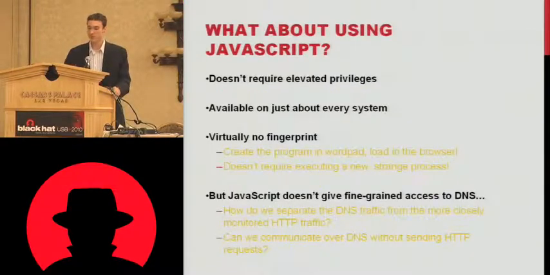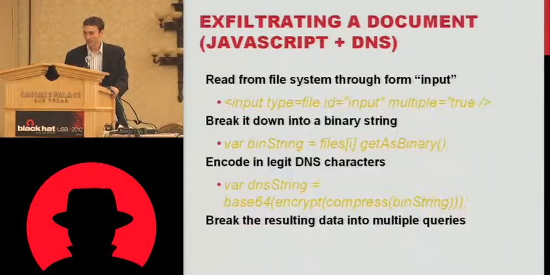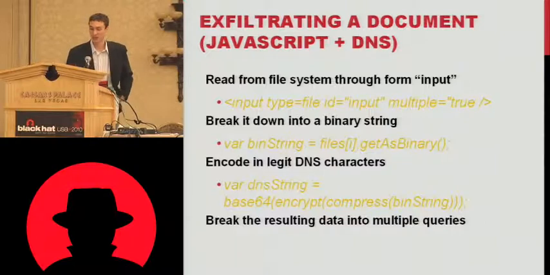So the problem is that JavaScript doesn't give fine-grained access to DNS. There's no API into it or anything. So what you have to do is find a way of separating the HTTP traffic from the DNS traffic in JavaScript. So I set out to try and find a couple ways of doing that. For this example, I'm just going to be looking at exfiltrating a document over DNS through JavaScript. And the only way to really load a document up into the browser is going to be through your typical DOM form input type file. So that's how you can get the file into the system.